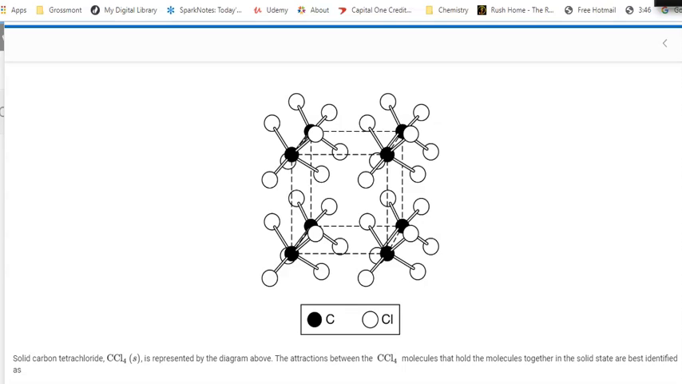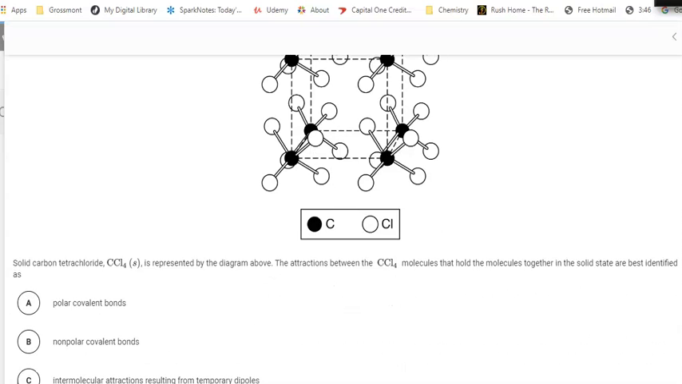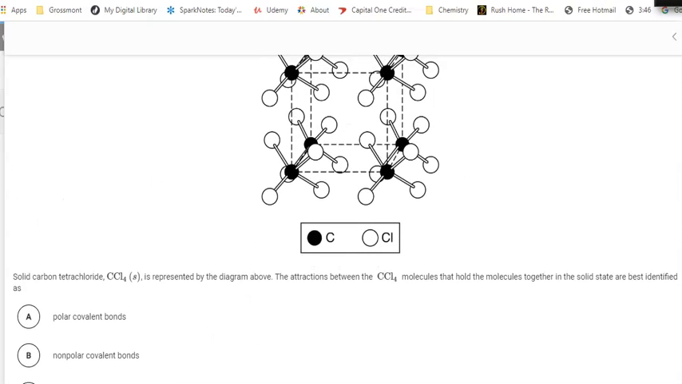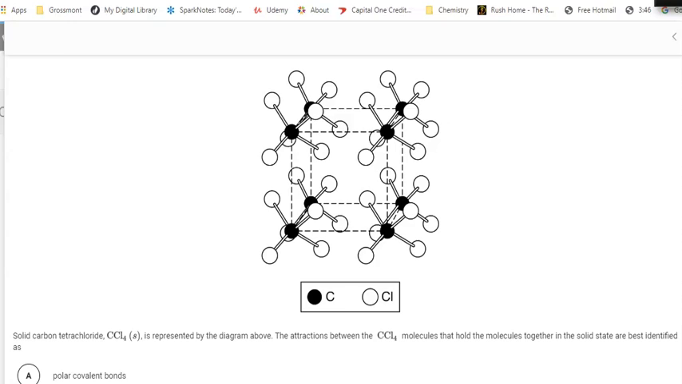Well, these are two nonmetals, so they're going to be covalent bonds. They're going to share electrons. Let's see what the multiple choices are. Polar covalent. Now, that's a possibility. Oftentimes, when you have two different elements, it would be polar. That means the electrons are pulled to one side. But tetrahedral, it's just like methane. It's the exact same shape as methane. It's CH4. It's a symmetrical molecule.